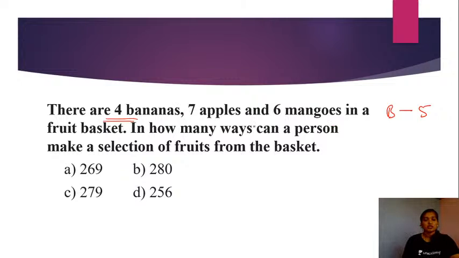Similarly, if I have to choose the apples, how could I choose this? I could choose 0, 1, 2, 3, 4, 5, 6 or 7, right? So there are 8 different ways of selecting them as well. Now coming down to mangoes, in how many ways can I select mangoes? It is going to be 0, 1, 2, 3, 4, 5, 6. So I could do this in 7 different ways.